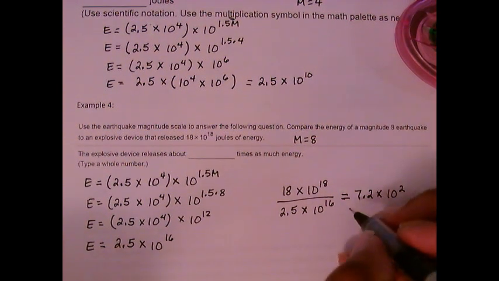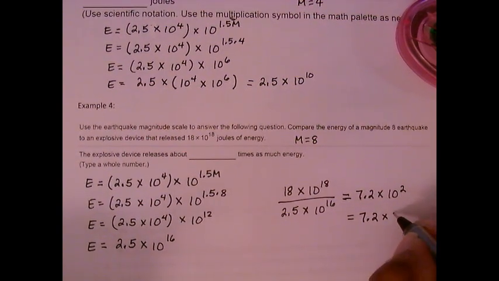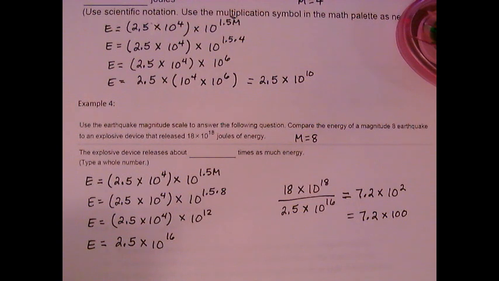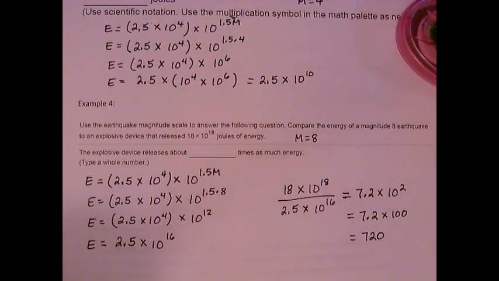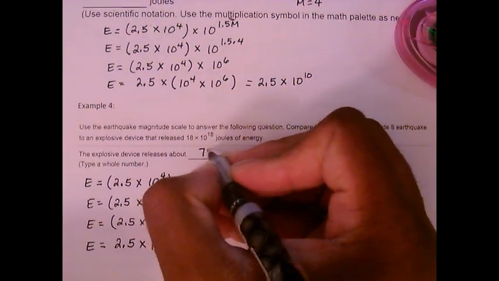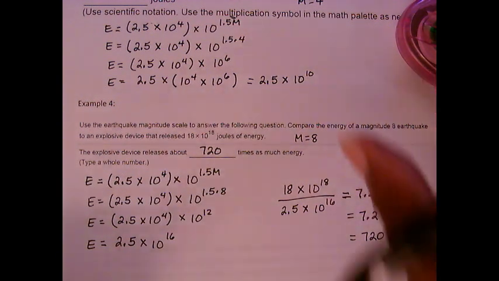But they want that as a whole number. And I know 10 to the 2nd is 100 if I write it out as a whole number. Multiply 7.2 times 100, and you'll get 720. So here the explosive device releases about 720 times as much energy as a magnitude 8 earthquake. Okay.